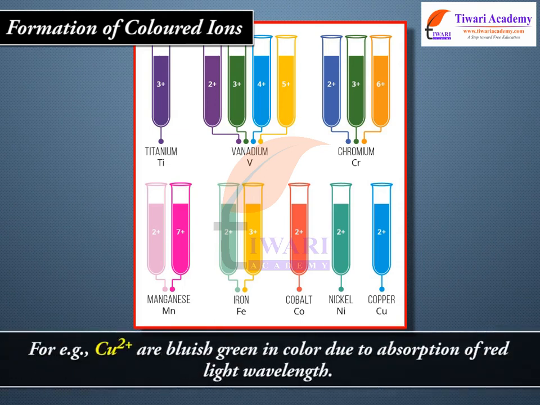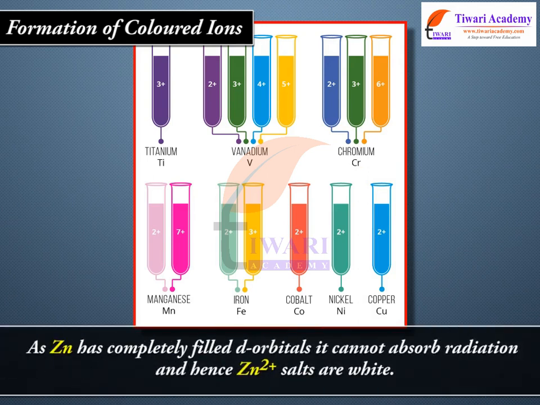For example, Cu2+ is bluish-green in color due to absorption of red light wavelength. As Zn has completely filled d orbitals, it cannot absorb radiation and hence Zn2+ salts are white.